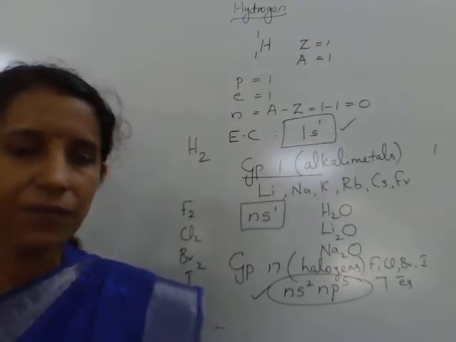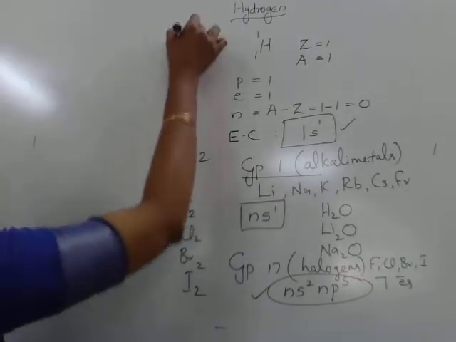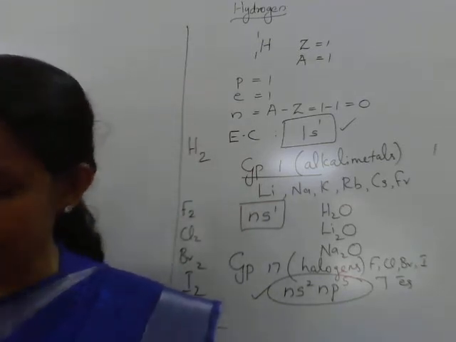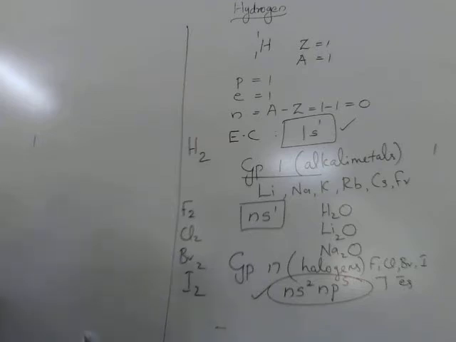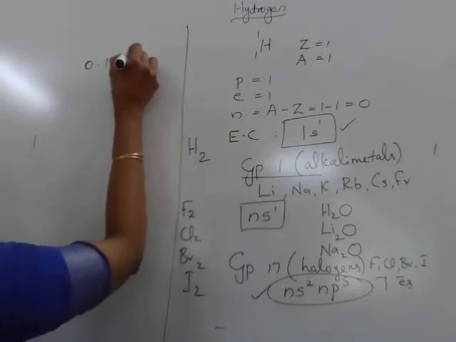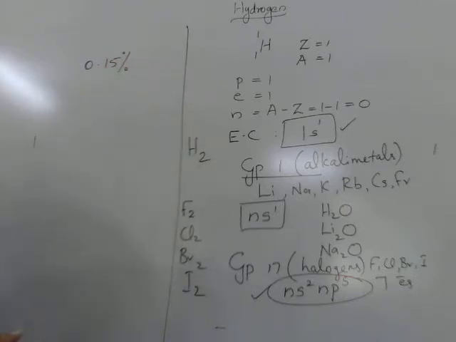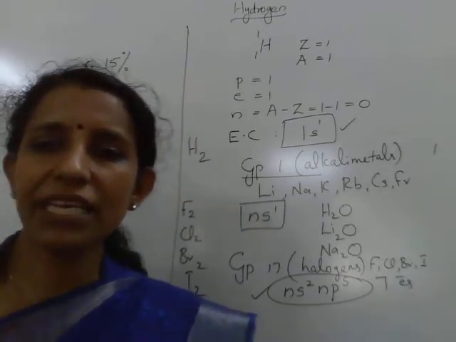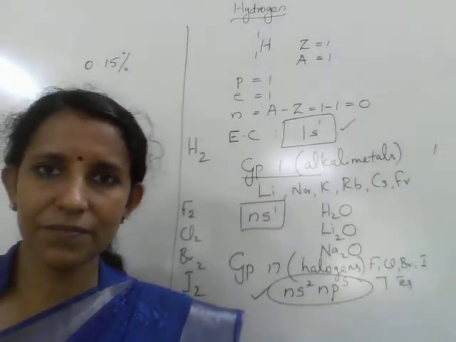We know that the percentage abundance of hydrogen in the Earth's atmosphere is very low. There is only a very small amount of dihydrogen present, that is 0.15% by mass of the Earth's atmosphere. But it is the most abundant element in the universe.